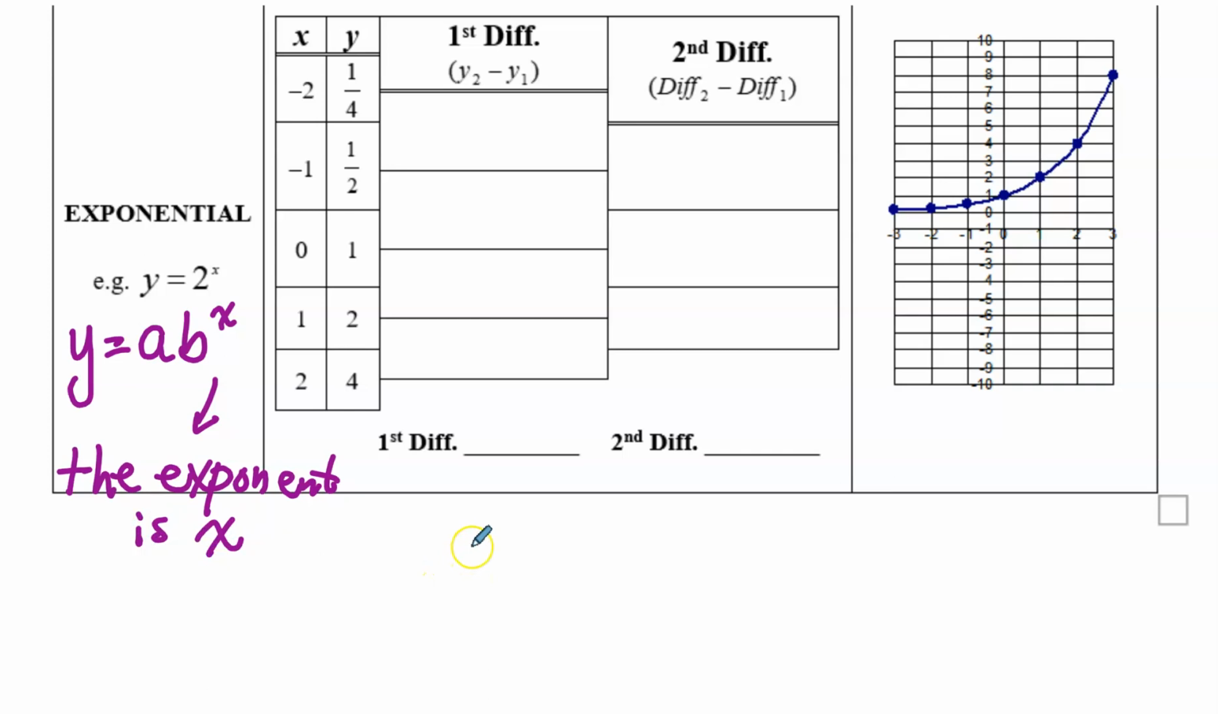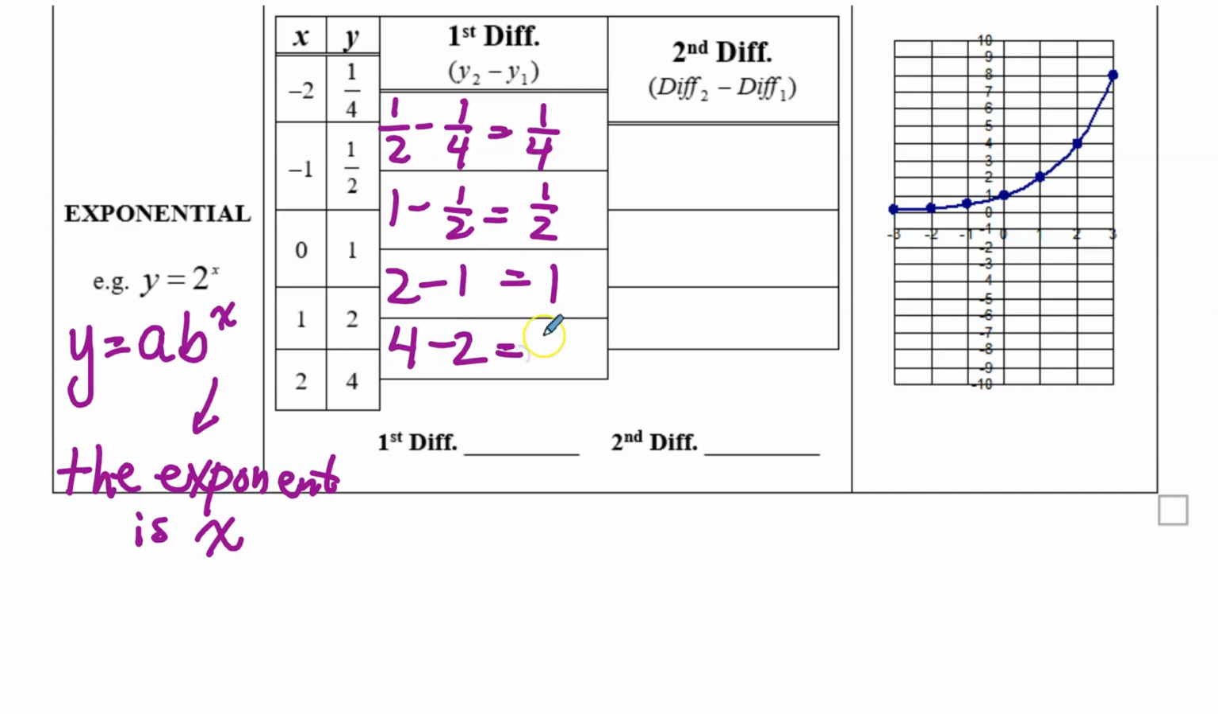We can also look at tables of values. We always start with a table of values by calculating the first and second differences. Hopefully we recognize something different in this one from before, but we always start here. 1/2 minus a quarter is a quarter. 1 minus a half is a half. 2 minus 1 is 1, and 4 minus 2 is 2.